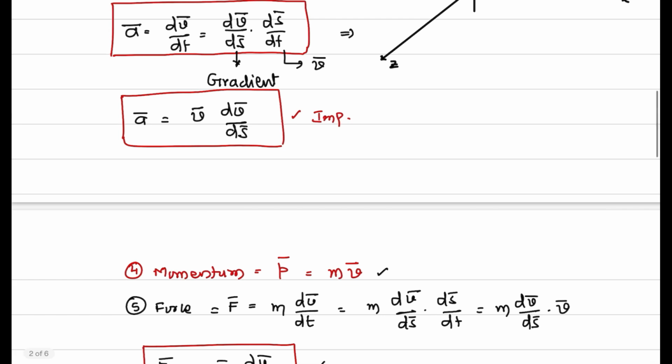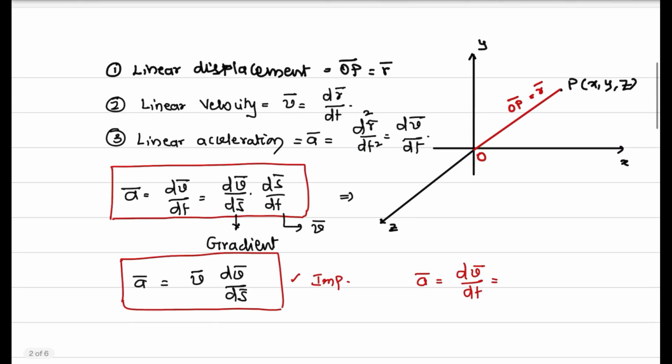Acceleration is equal to dv by dt. What is v? v is dr by dt. That means it is d square r by dt square. This is also very, very important.